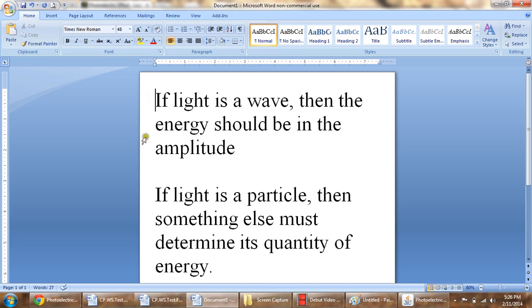If light is a wave, then the energy should be in the amplitude, just like energy is contained in the amplitude of any other wave. So for example, a tsunami, which has a huge amplitude, has far more energy than just your regular 1-foot waves that are rolling into the shore. If it's a particle, then something else has to determine the energy.